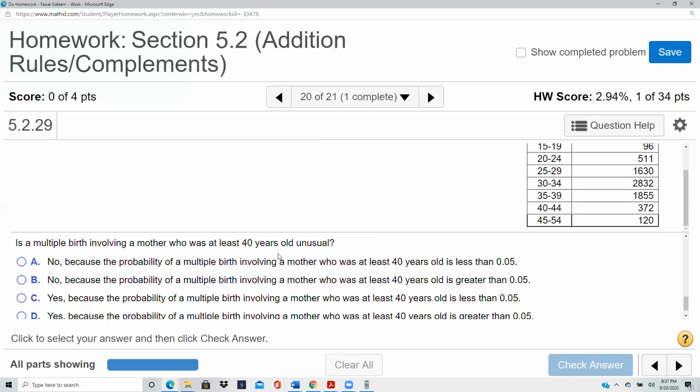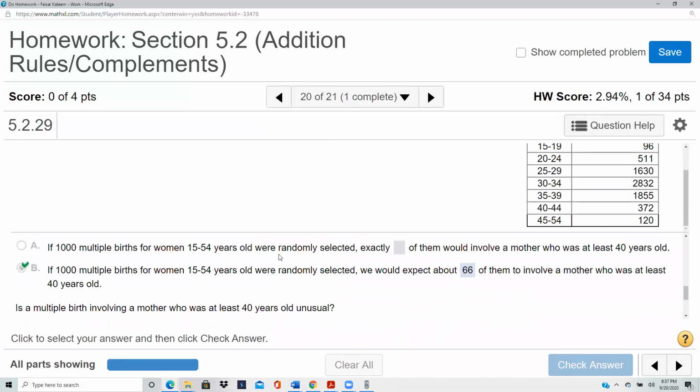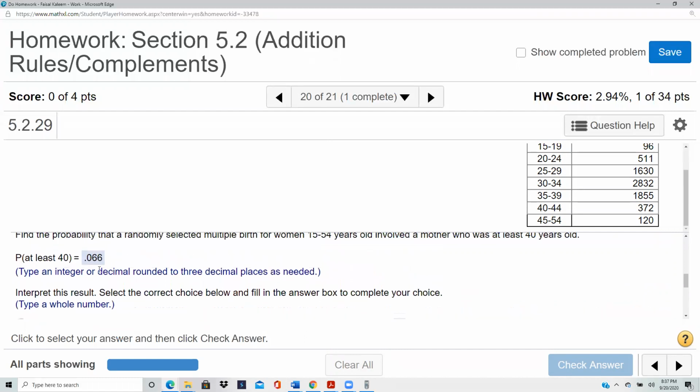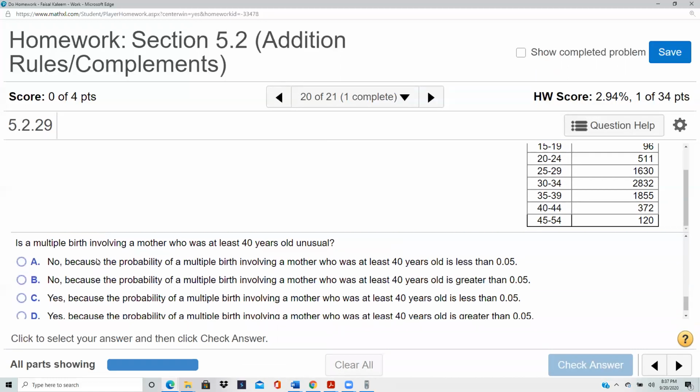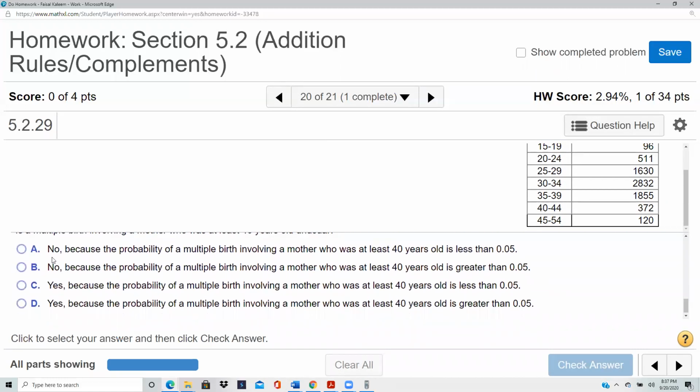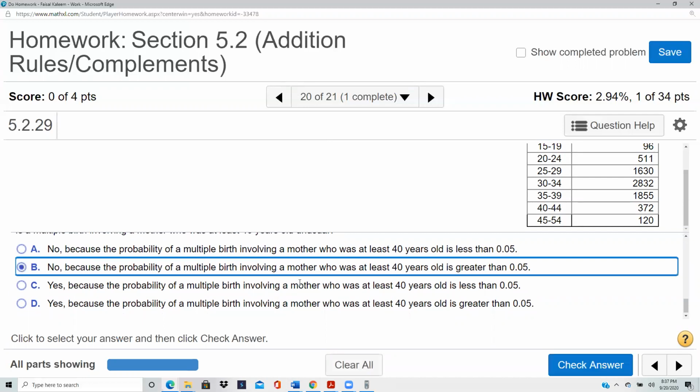At least 40, is this unusual? Remember, anything less than 5% probability is unusual. This probability, if you multiply by 100, is 6.6%. So no, 6.6% is not less than 5%. So it's not unusual, because it was greater than 5%.